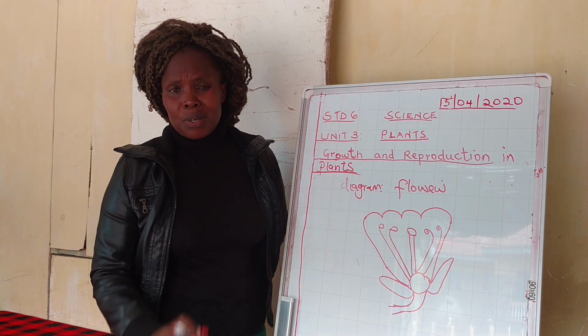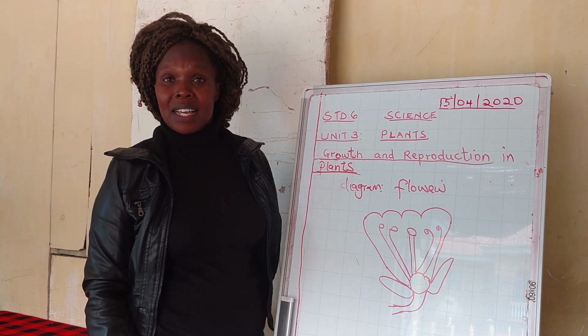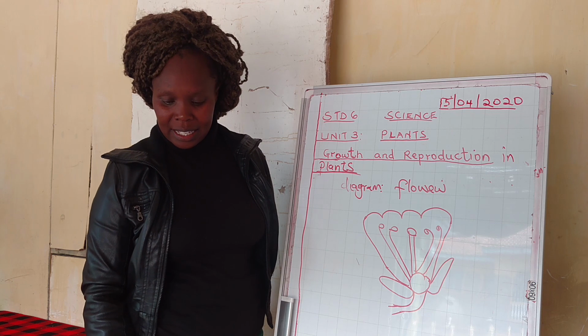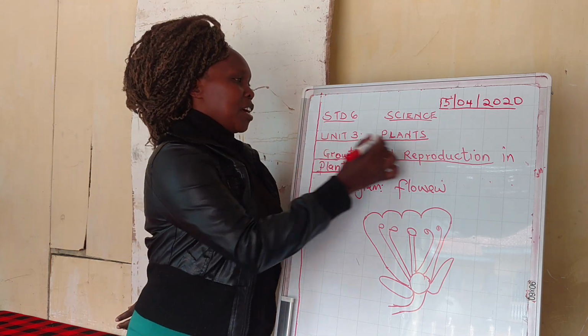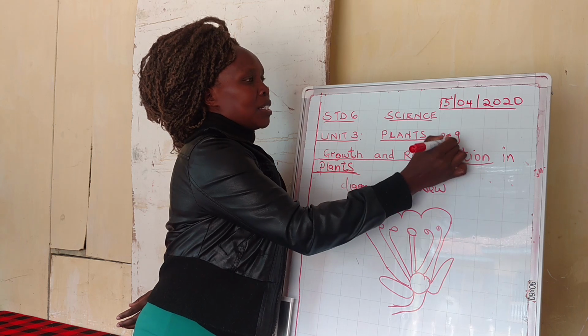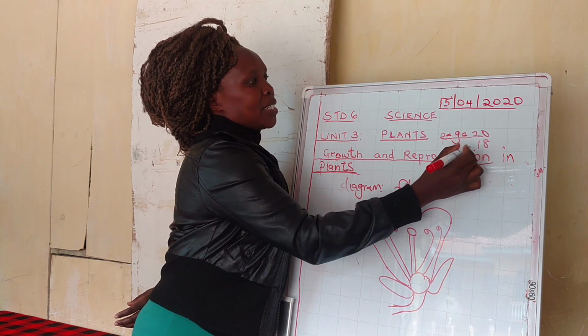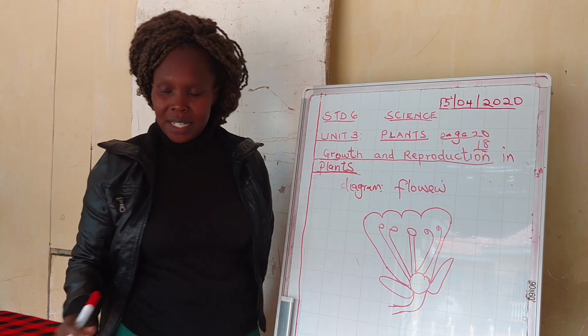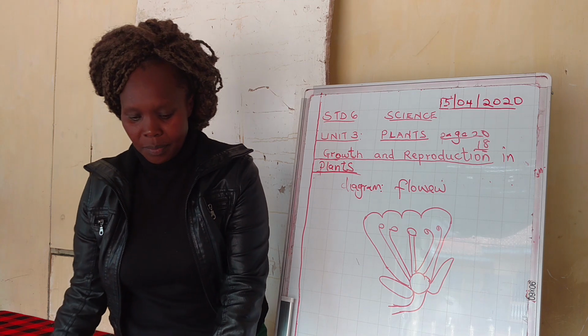So we're going to use Mental Science Standard 6 and Primary Science Standard 6. In our Mental Science book 6, it's on page 20. And in Primary Science, it is on page 18. Primary Science, page 18. Mental Science, page 20.